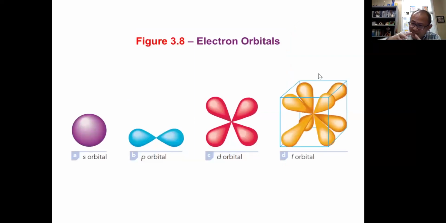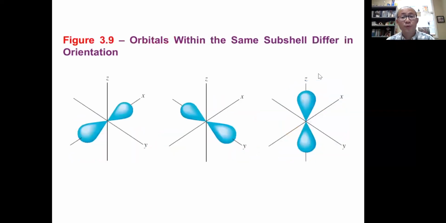S orbital is a sphere, like a ball. P orbital is like 2 balloons tied together. D orbital is like 4 balloons tied together. F orbital is like 8 balloons tied together at the center. These are what electron orbitals look like. This is the picture of the 3 p orbitals. Remember, the p subshell has 3 orbitals. This is the 3 of them.